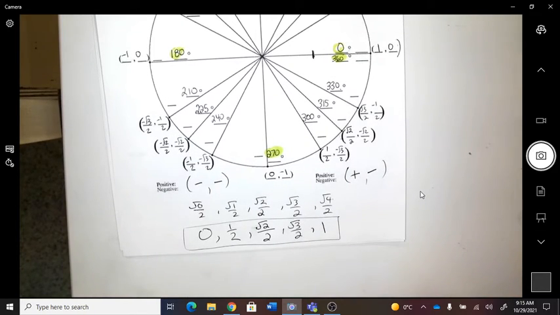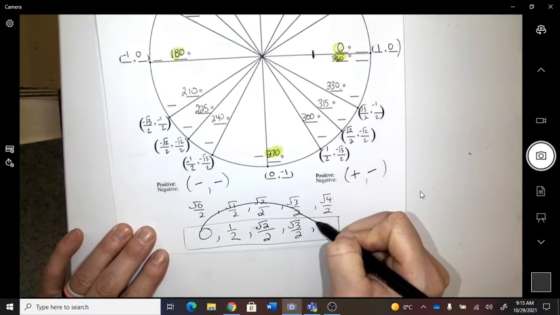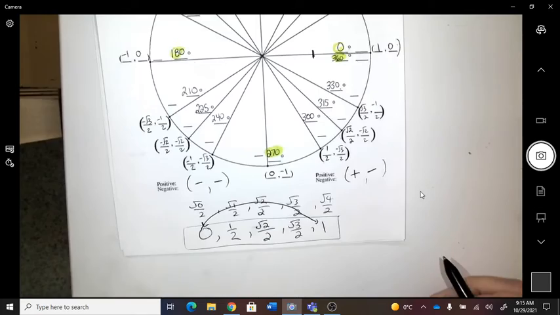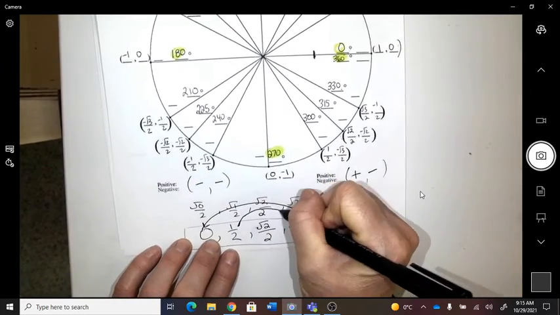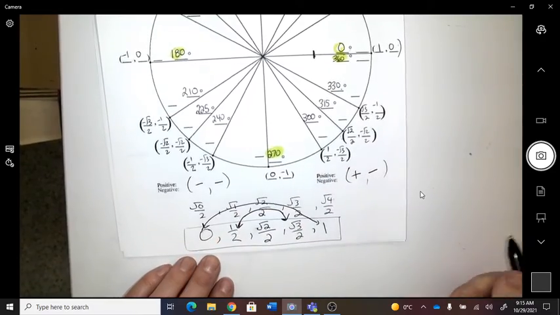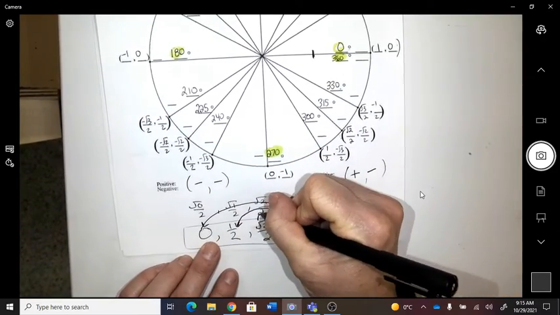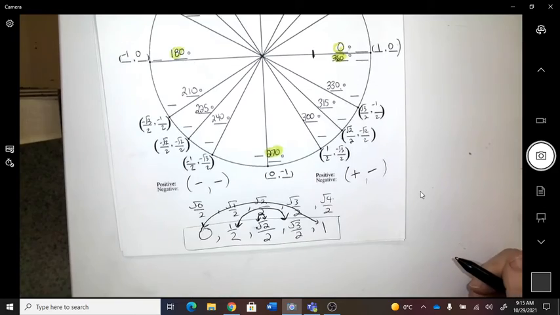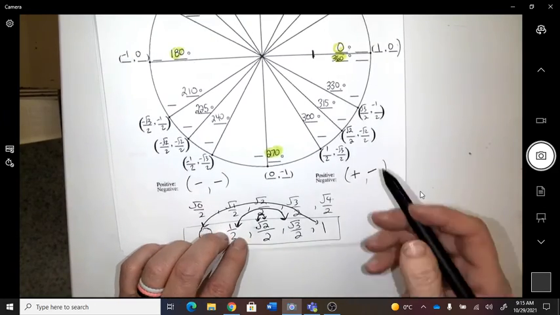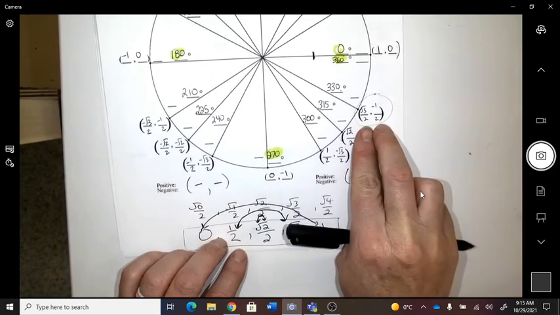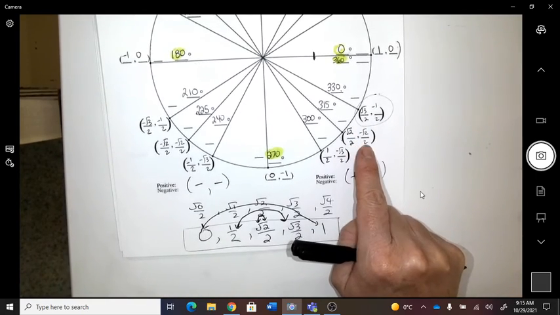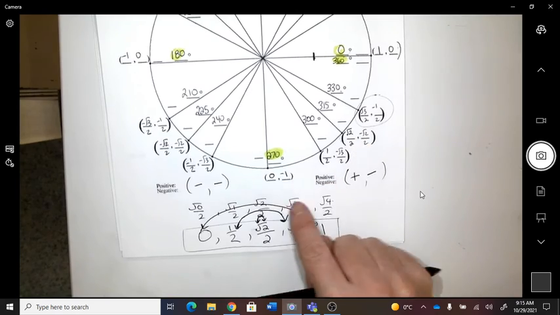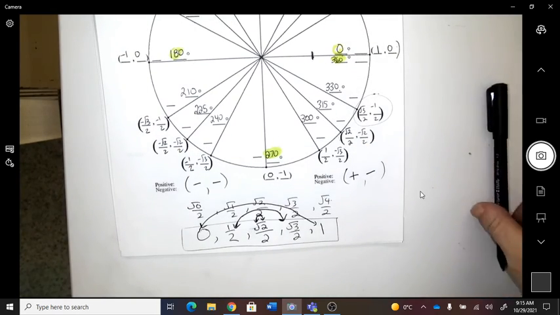Also, do you notice this? Zeros and ones always get partnered together. 1/2 and root 3 over 2's get partnered together. And root 2 over 2 gets partnered with itself. Look at these partners, right? Root 3 over 2 and 1/2 are partnered together. Root 2's over 2's are always with other root 2's over 2's. So those are some cool things that also happen on this.